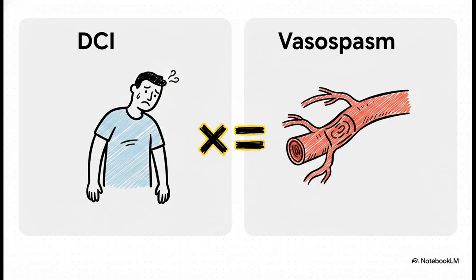Okay, this leads us to a really critical distinction. This is a classic exam question, so listen up. DCI and vasospasm are not the same thing. You can't use them interchangeably. As you can see, vasospasm is just a radiological finding. We see narrowed arteries on a scan. Plenty of patients get vasospasm and are totally fine. DCI, on the other hand, is the clinical event of the patient getting worse. Vasospasm can cause DCI, for sure, but there are other complex causes too, like tiny blood clots and inflammation.